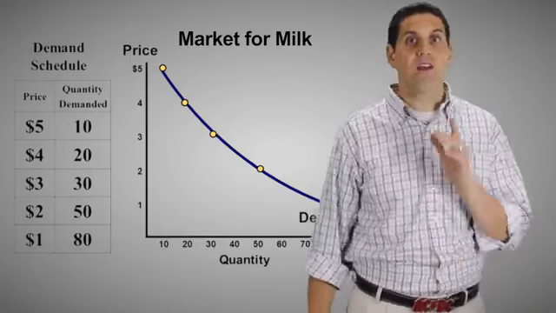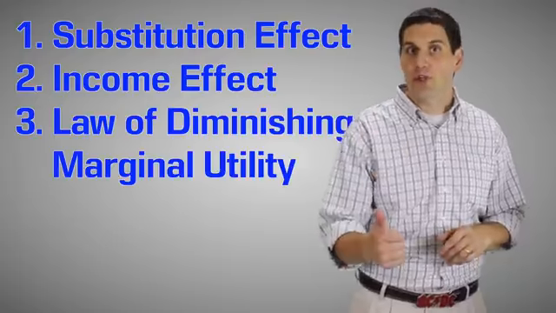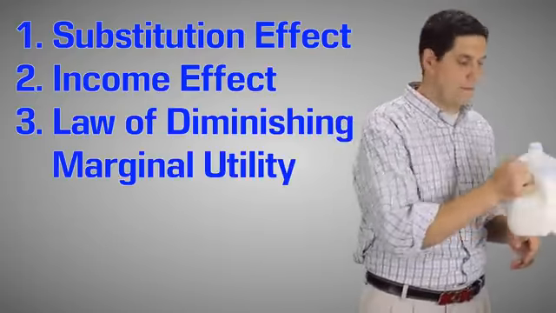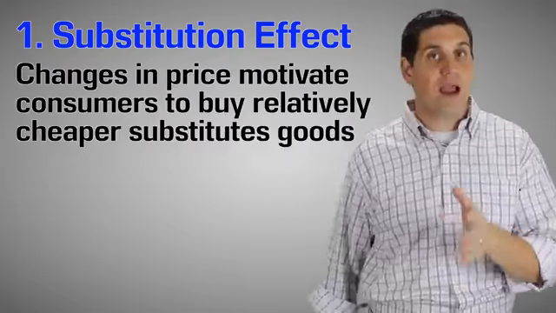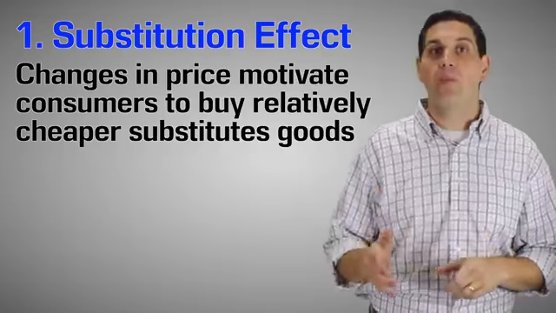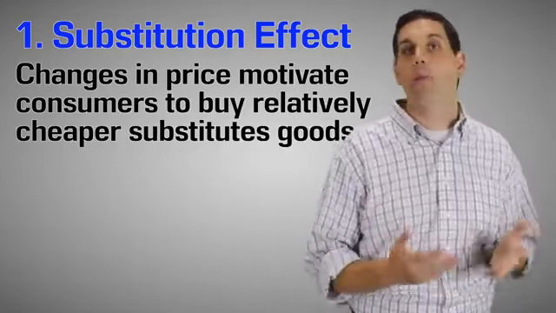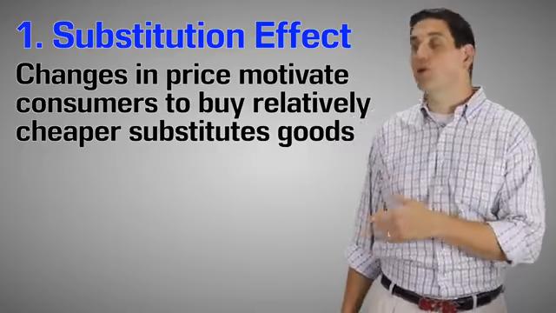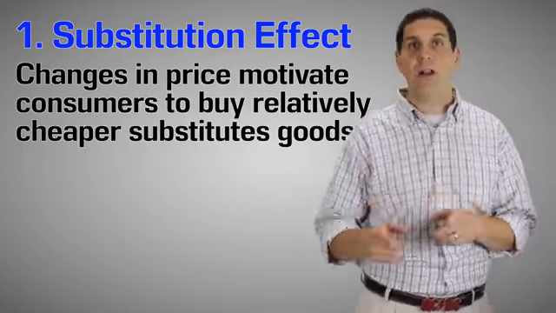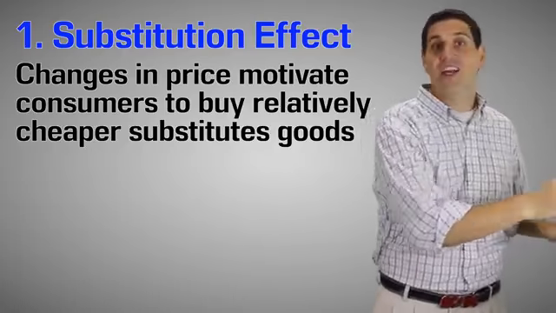Now there are three reasons why the demand curve is downward sloping. It's the reason for the law of demand. It's the substitution effect, the income effect, and the law of diminishing marginal utility. Substitution effect says price goes down for milk. People are going to buy more milk because they're going to move away from other products that are now relatively more expensive. So instead of buying juice, people will turn around and go buy more milk. Now it goes the other way. When the price goes up for milk, the quantity demanded for milk is going to decrease because people are going to move away from milk and go find a different substitute product. I wish I could find a substitute product.